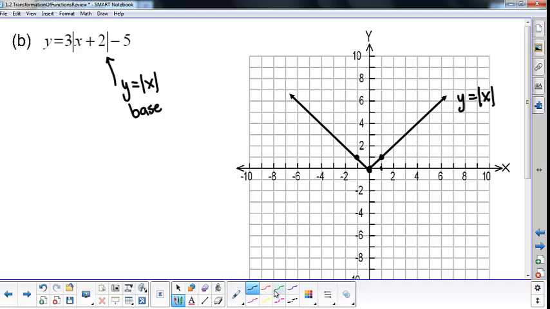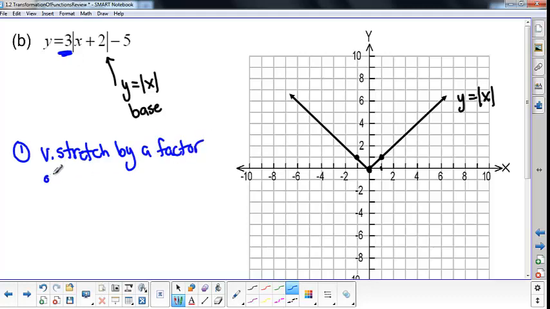Okay, so again, remember the SRT. The first thing we need to do is we need to talk about any stretches. So we do have an A value here, and that ends up being a vertical stretch by a factor of 3. Remember your vertical stretches or compressions are your y values. So we're going to multiply our y value. So we can do that now.